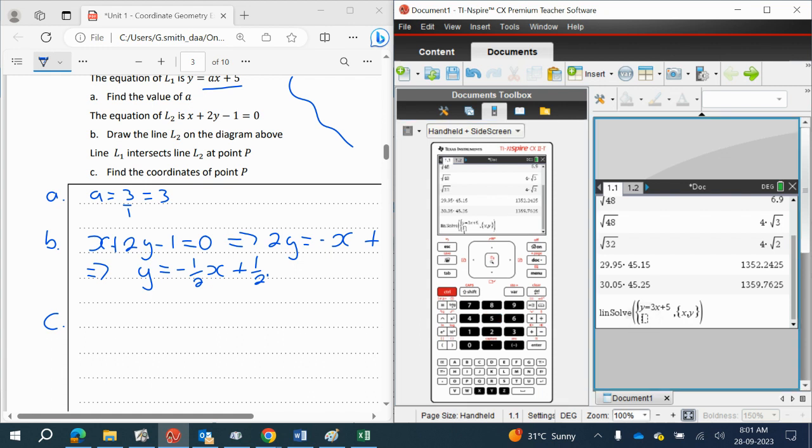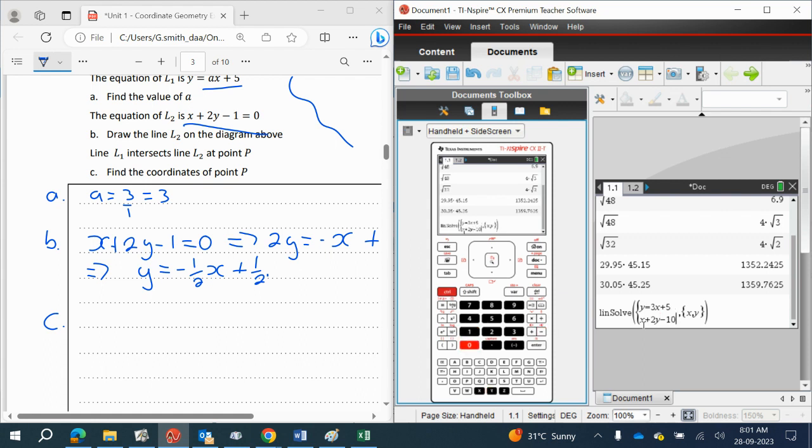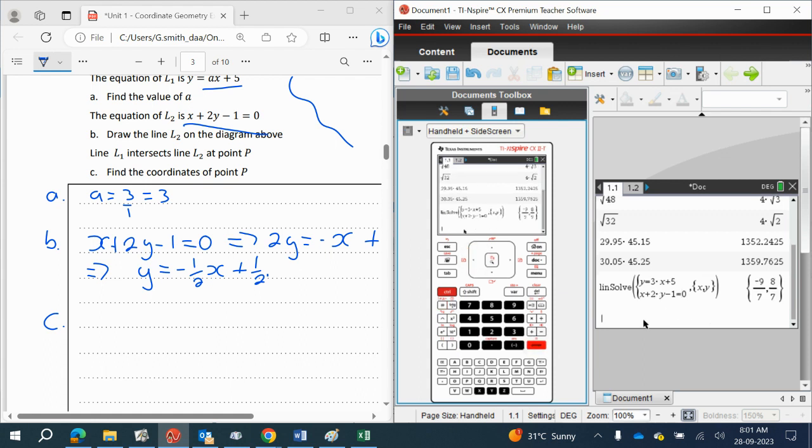So here, we could enter this form, but we don't have to. Enter the original one here, because if you've made a mistake in your rearranging and you enter the original one, you're still correct. So it's better to stick to the original ones as much as possible. So we'll put x plus 2y minus 1 equals 0. And we get our answers there for that one.